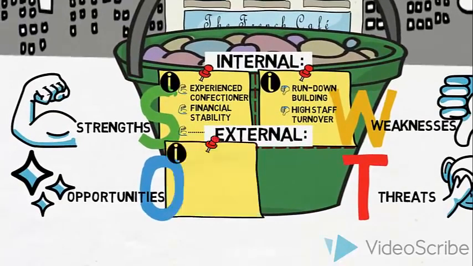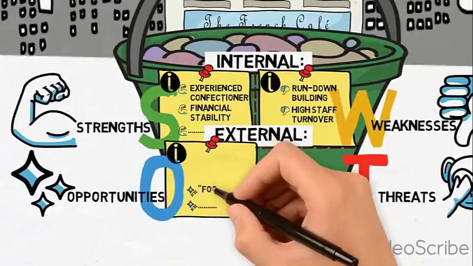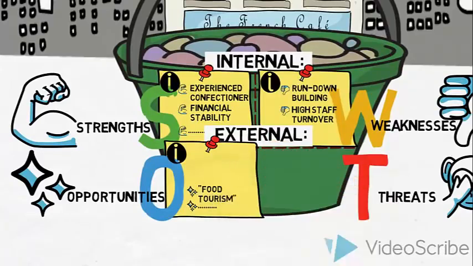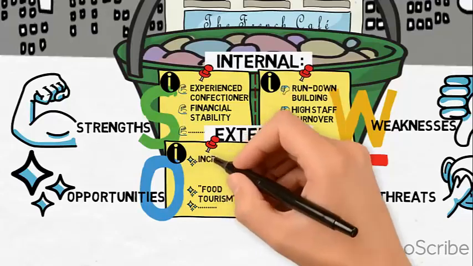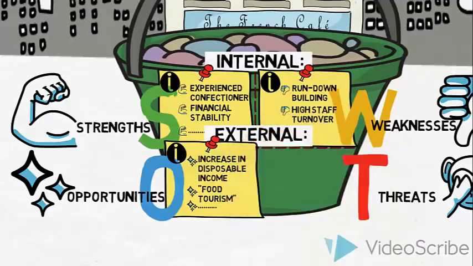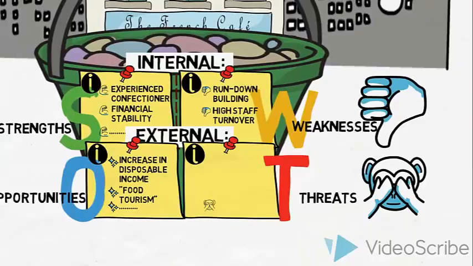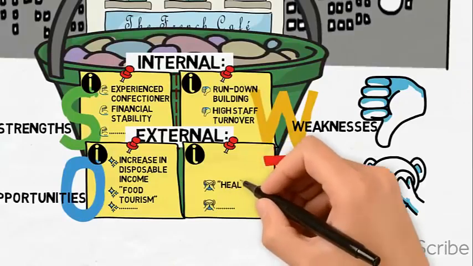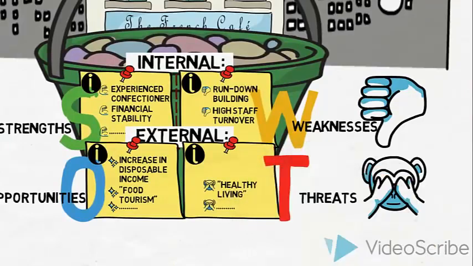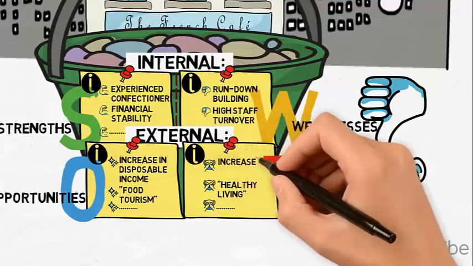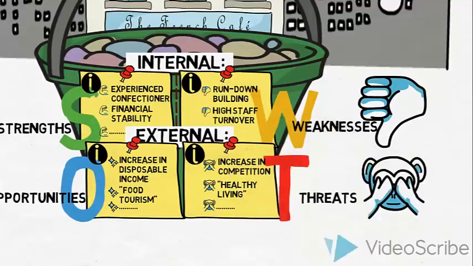Some of the opportunities discovered are food tourism. An increased number of tourists actively seek out high-quality food experiences, and a general increase in disposable income. Some of the threats revealed are an increased focus on healthy living. This could be a threat considering the high fat and sugar content in the French cafes' products. And locally, competition has increased considerably, with many new restaurants and cafes opening up.